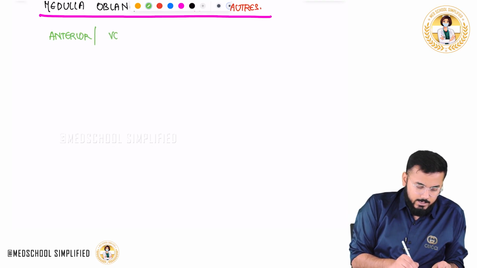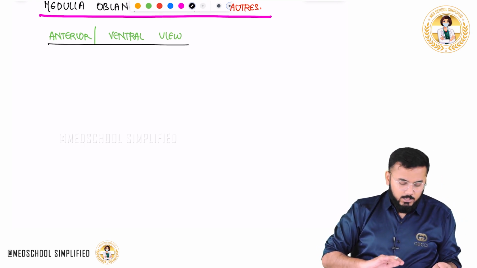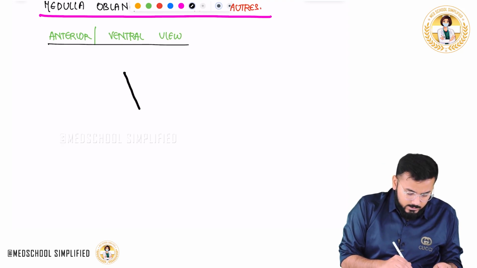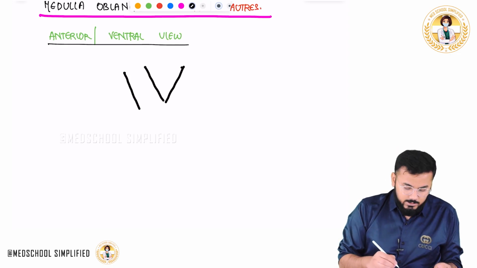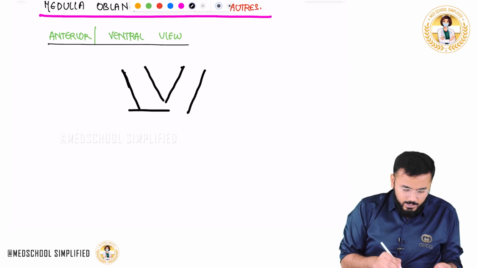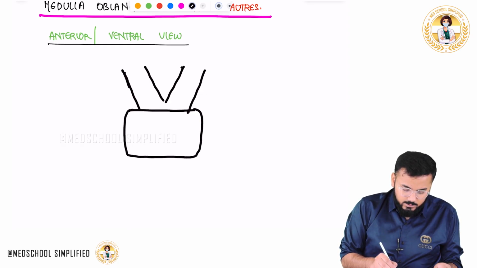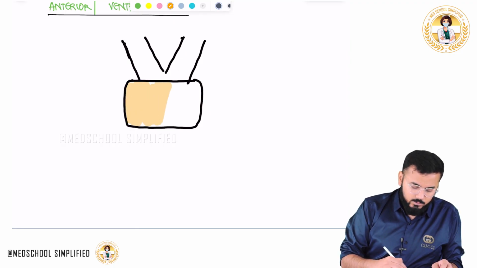Let us see the anterior or ventral view of medulla oblongata. How does an anterior or ventral view look? Before we discuss it, you need to know that this structure is called the right crus cerebri, and this structure over here is called the left crus cerebri. Down here you have this particular structure which I am drawing right now, called your pons.